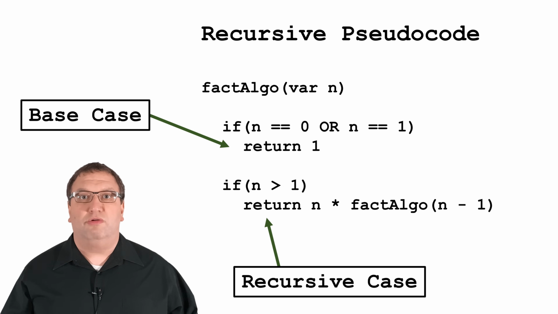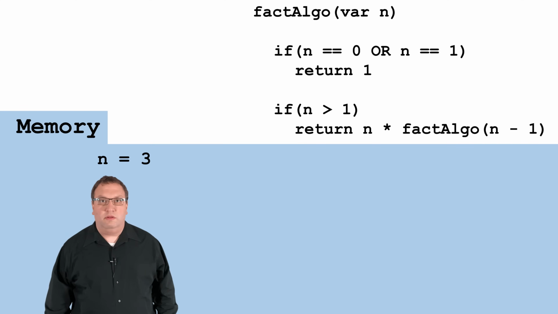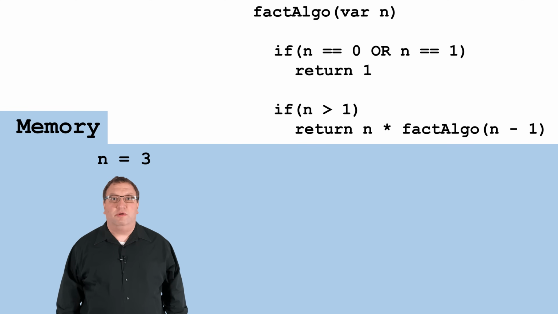Now we're going to trace through the pseudocode, and I'm going to play the part of the factalgo method. I'm the first call of factalgo. Let's see what they gave me for n. N is 3, so we're going to solve for 3 factorial. Let's look at the pseudocode. 3 isn't equal to 0, and it isn't equal to 1, so I can move on. However, 3 is greater than 1, so I'll execute the indented line of code. I'm going to multiply 3 times whatever 2 factorial is. To figure out 2 factorial, I'll call factalgo again.